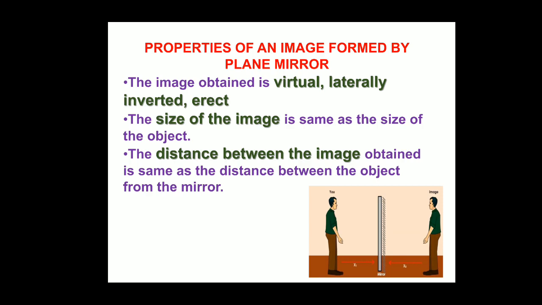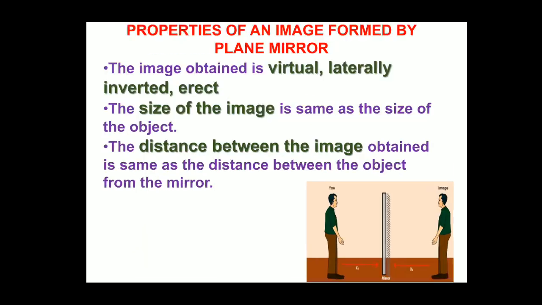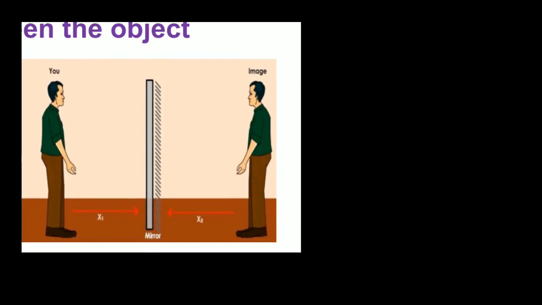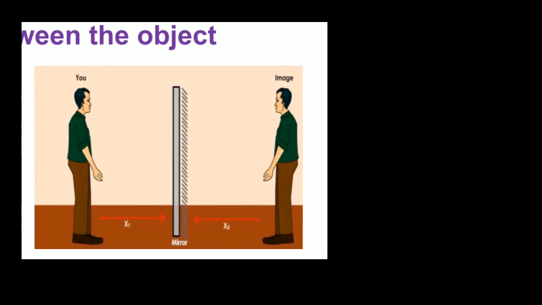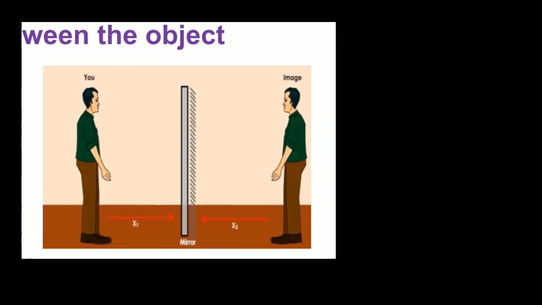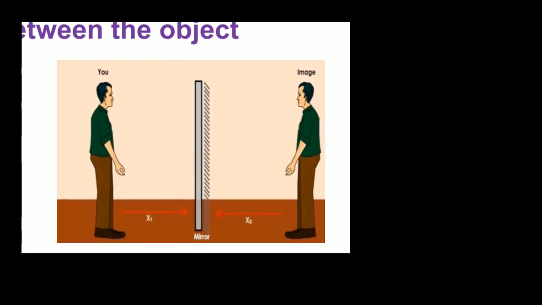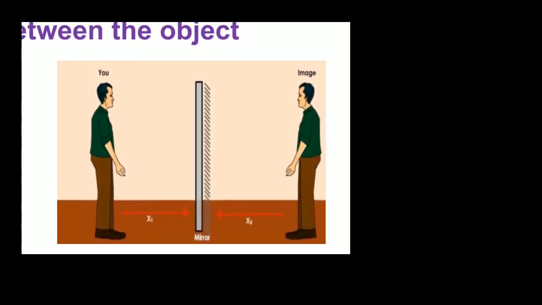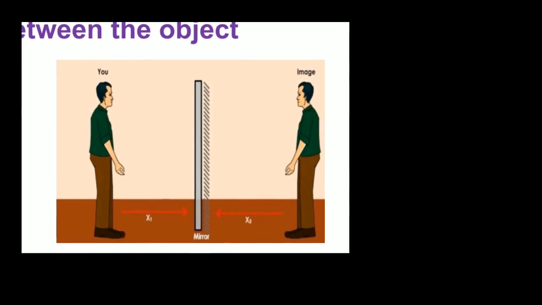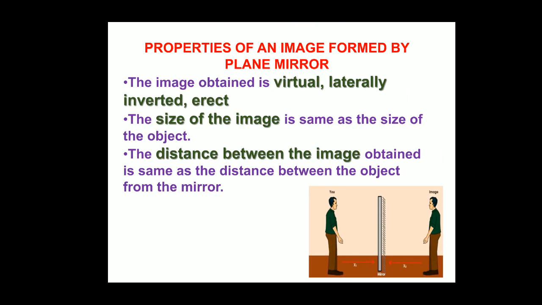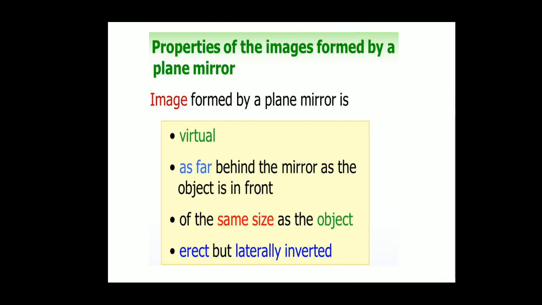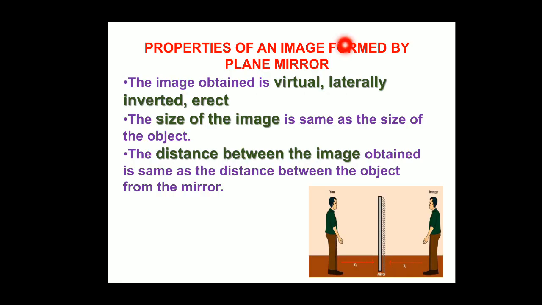What is laterally inverted? That is one word. Laterally inverted. See, in this diagram, one is the object, another one is the image. If I consider this the object and the next one the image, in the object his right hand is shown. But if you see the image, his left hand is seen. Stand in front of a mirror, do anything with your right hand. In the image, it appears as if it is done with the left hand. Left is changed into right and the right is changed into left. That is called lateral inversion.